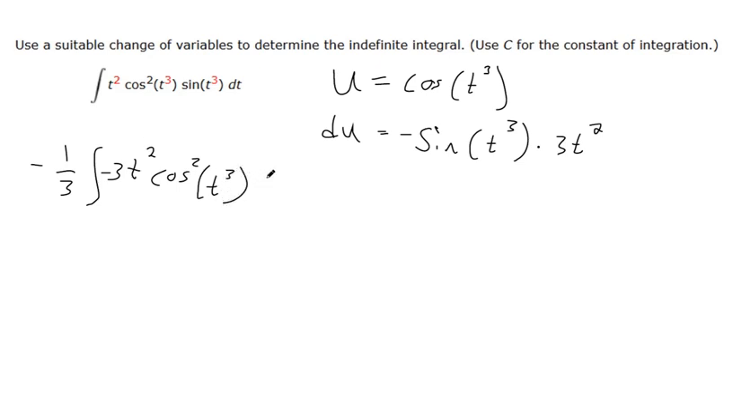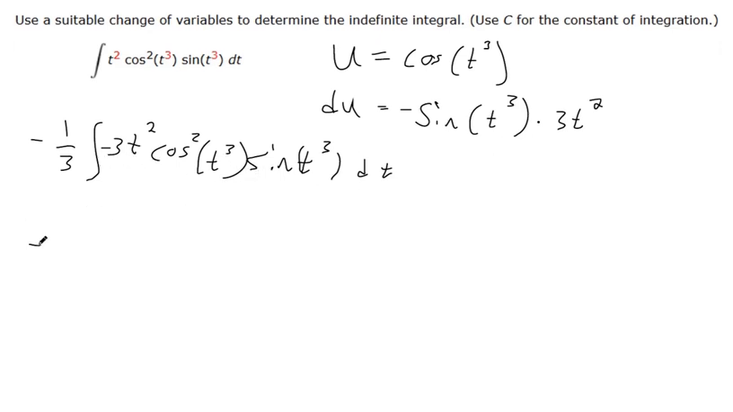Then we get sine t to the third dt. Okay, so this is going to be u. And then this times this makes up our du. So we've got everything for u substitution.